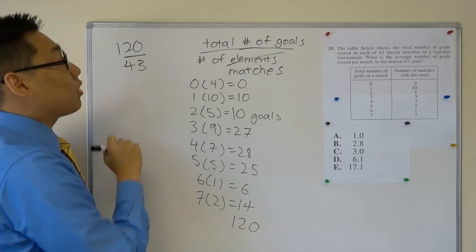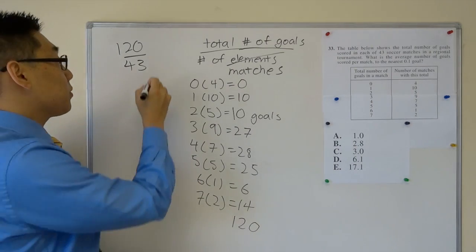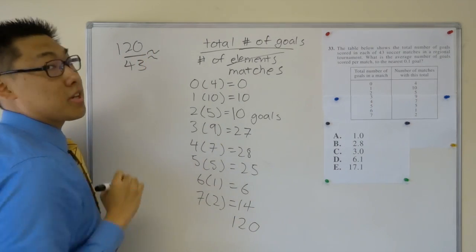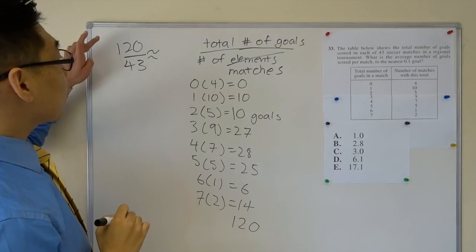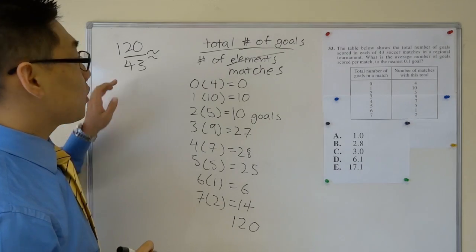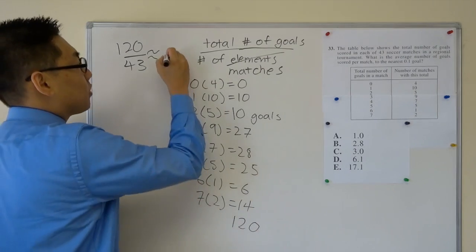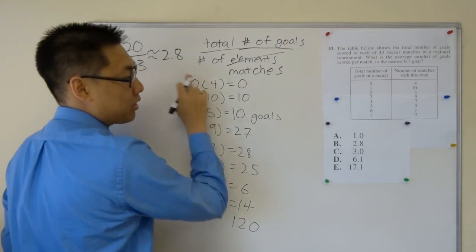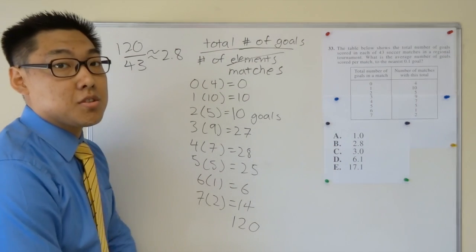So this is our answer. All you have to do is 120 divided by 43. Once again, you should probably use your calculator. I know that 120 divided by 40 is exactly 3. So 120 divided by 43 should be slightly less than that. So even if I didn't have a calculator, I would probably guess the answer is B, which is the correct solution.